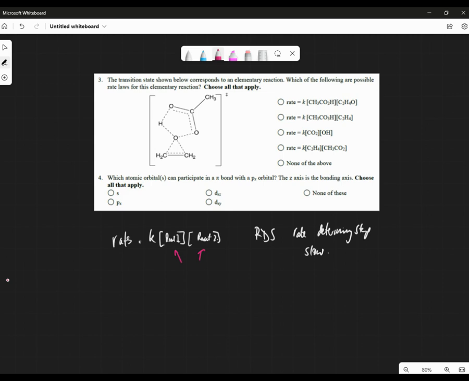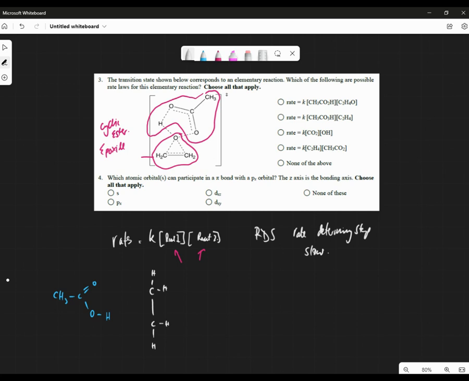Now looking at this, it looks to me like ethanoic acid, which is CH3COOH. And this guy at the bottom, what do they call these? I think this is an epoxide, which is a cyclic ester. And this guy has this kind of shape, CH2, CH2, and then there's what we call a bridging oxygen, like that.